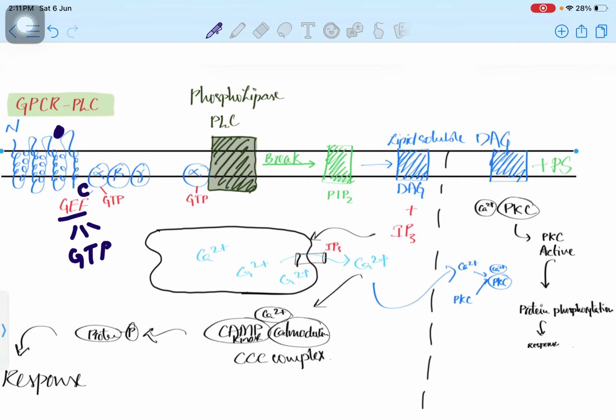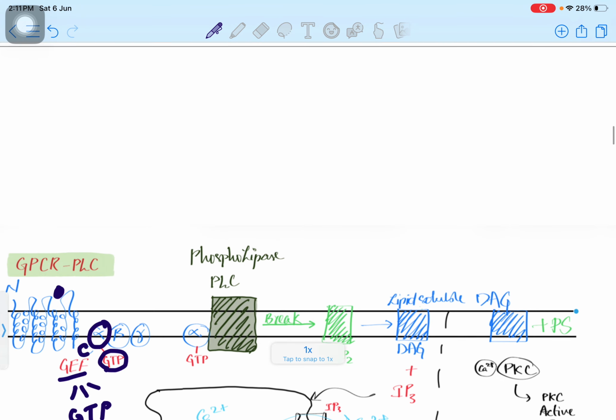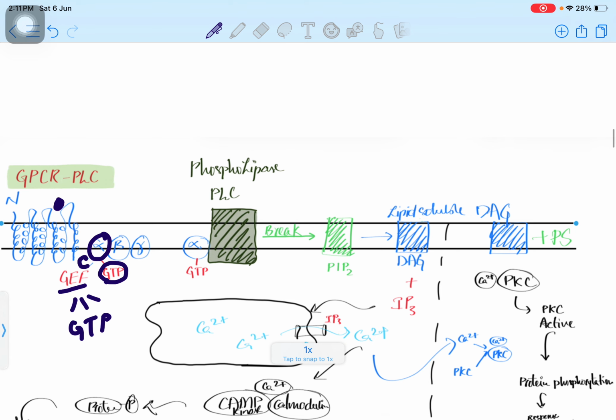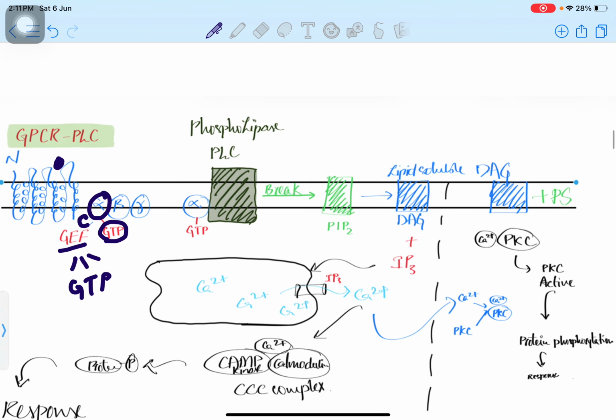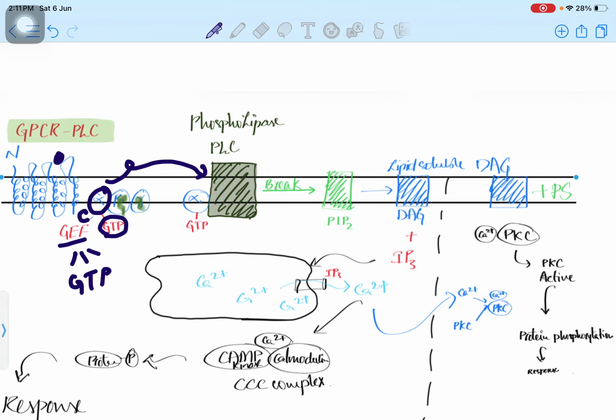GEF will attach GTP, meaning it will provide one phosphate. So the alpha subunit will get a GTP, as you have already seen in the first pathway. Here, whenever the alpha subunit gets attached with the GTP, beta and gamma will stay here only, but our alpha will move towards the phospholipase PLC.